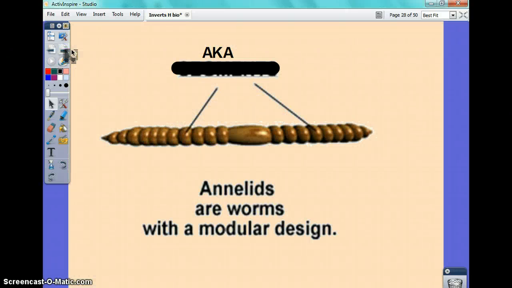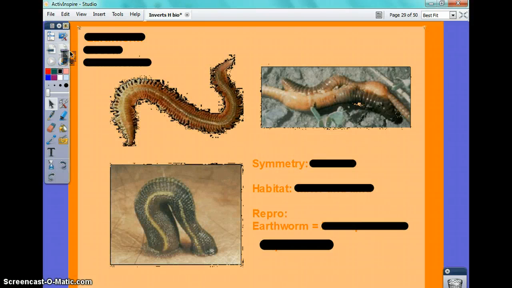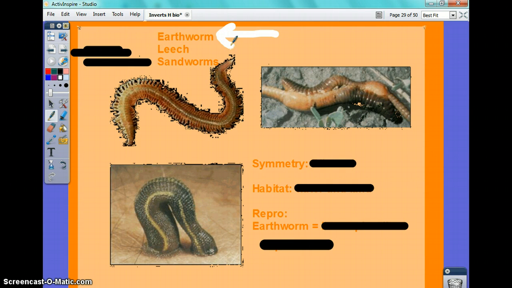All right, so my annelids, the AKA, nobody really nailed here. Look at this worm and tell me, what do you see? Segments. Segmented worm. So that's the AKA. What kind of symmetry? Oh, here are my examples. I'm sorry. Earthworm, which we're going to dissect, leech, and sandworms. So we're going to focus a little bit more on the feeding and digestion of an earthworm because we're going to dissect it and be able to see hands-on what exactly is going on. What's their symmetry? Bilateral.